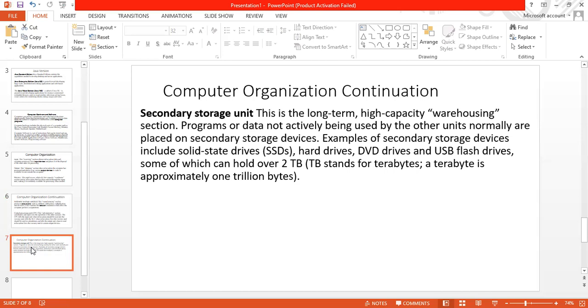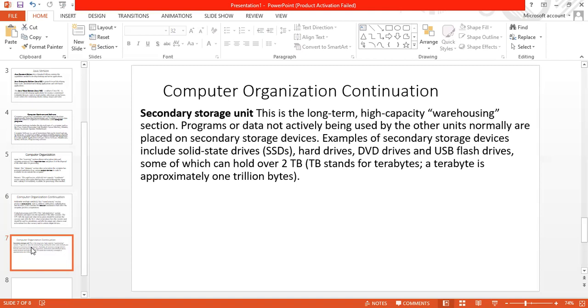Programs or data not actively being used by other units are normally placed on the secondary storage devices. So things that we are not making use of are stored in the secondary storage unit. And as an example of a secondary storage unit, we have our SSD. You ask me, what is SSD? They are known to be solid state drives. Solid state drives can store information for a long time for us.